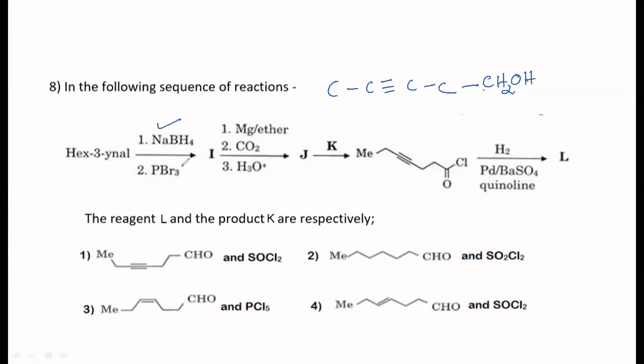Then you are making it react with PBr3. So nucleophilic substitution happens. OH will go out, you will get Br here. Am I right? CH2Br it becomes. So that is the first part of this. Now you are making it react with magnesium in ether. CH2Br becomes CH2MgBr, isn't it? Yes.